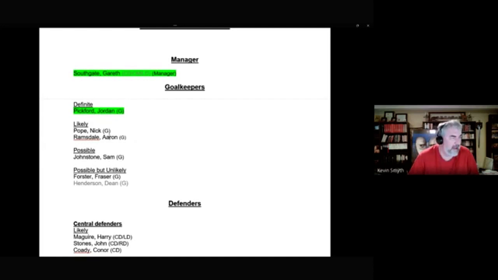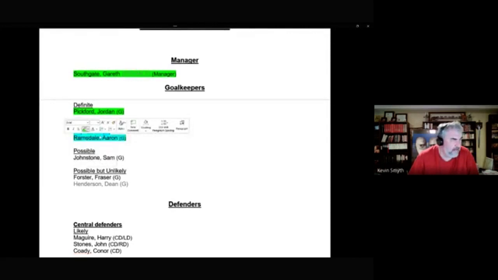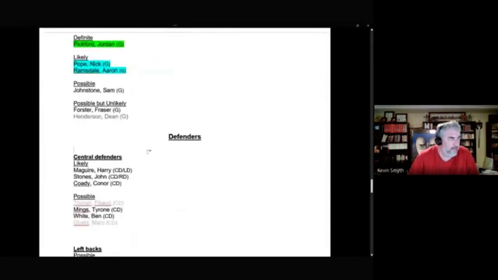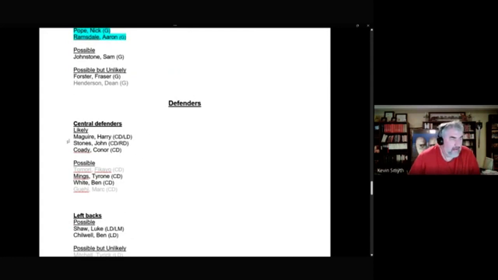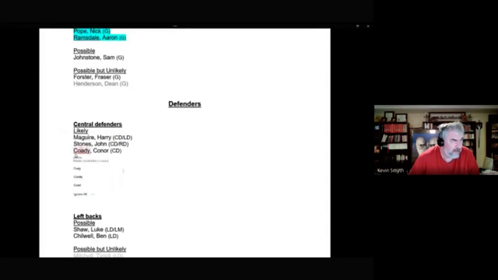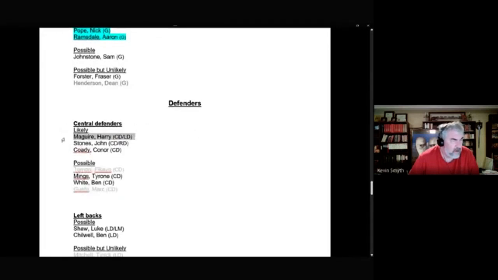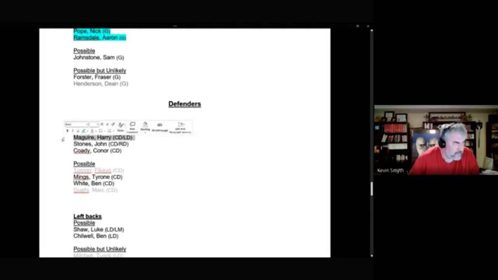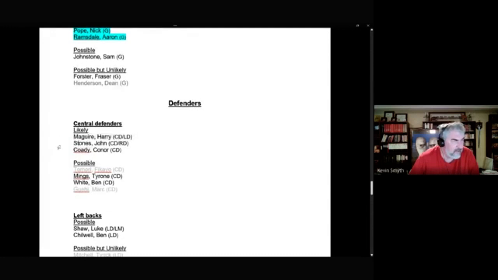It looks like Nick Pope and Ramsdale will be the backup keepers here. Again, we'll cover any surprises between then and our update podcast. Harry Maguire is actually losing a bit of form, and I think he's played as a starter for England a bit less. And the same might be said of Conor Coady, actually. I don't think the form is really that great. I think Maguire will make the squad, and Stones will make the squad, but I'm not really convinced that they'll be starters.